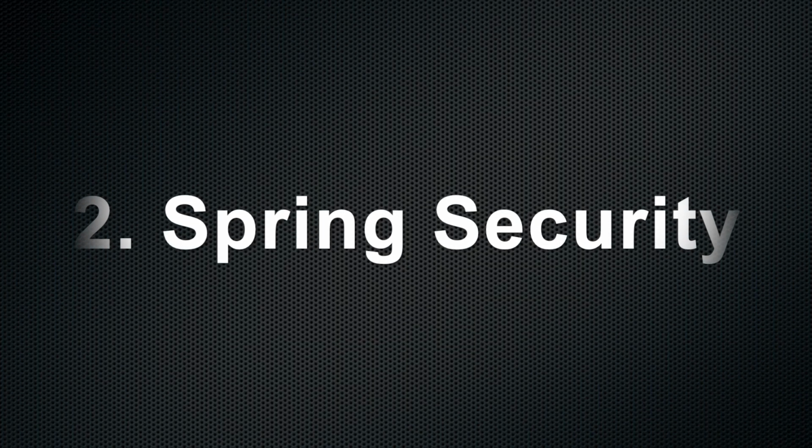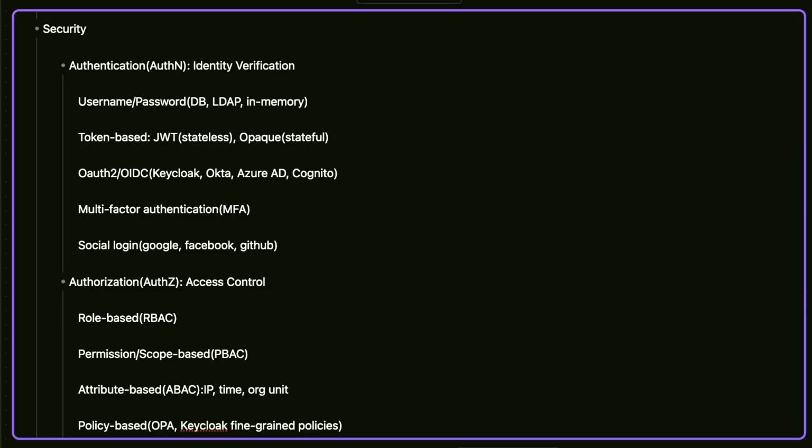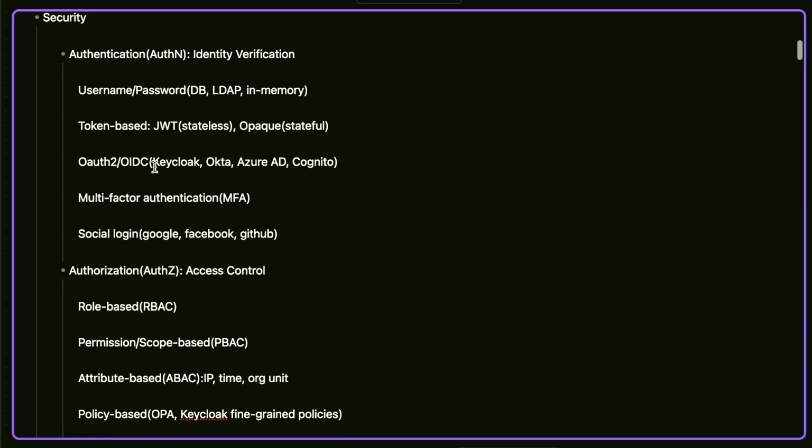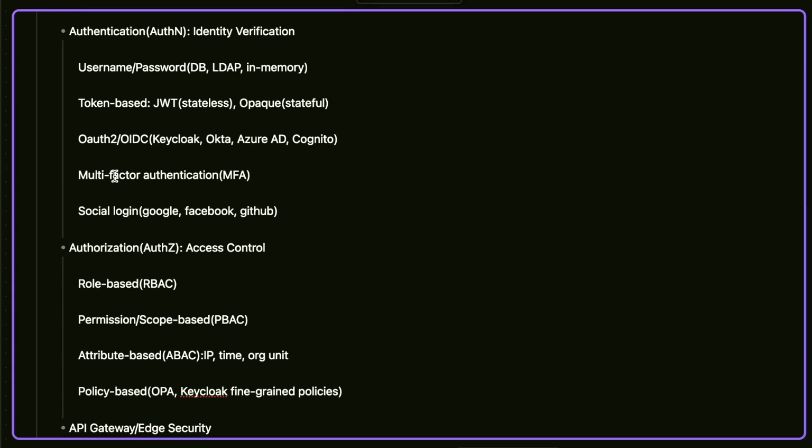Let's look into the Spring security. So interviewer might ask what are the key feature of Spring security. Then we have authentication, authorization, and what is the difference between authentication and authorization. What is filter chain in Spring security, how to implement username and password based authentication, LDAP or in memory. Then we have token based authentication, JWT stateless or opaque stateful. Then we have OAuth 2 implementation, OIDC with Keycloak, Okta, Azure AD or Cognito. Then we have multi-factor authentication. Then we have social login, how to implement social login with Google or GitHub.